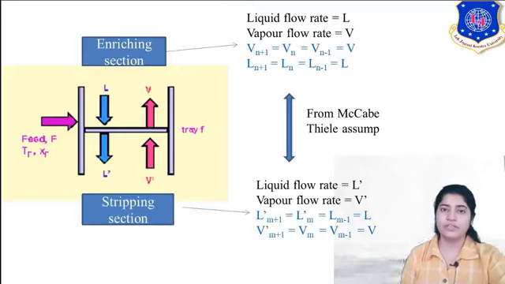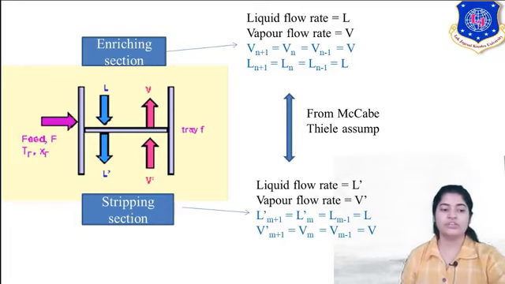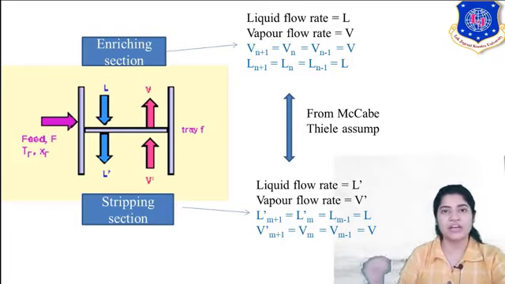Hence, moving forward, here you can see that you are introducing your feed into the plate F. Your tray F is your feed plate. The area above the feed plate is your enriching section, whereas the bottom part is your stripping section. Here the liquid L is your liquid flow rate in enriching section. Similarly, vapor flow rate is V.